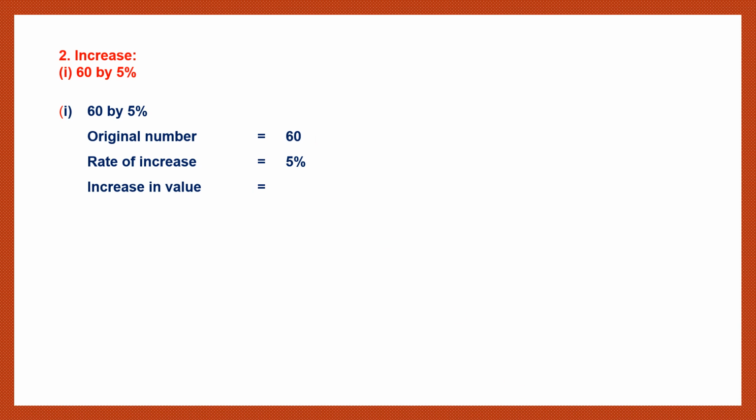So let's write that first, 5% of 60. 5% means 5 by 100. Whenever you have percent, remember it's 100. 5% means 5 by 100. Of is into, and then we have 60. So let's cancel here. I have 1 0 here and 1 0 here. Then I can cancel 5 and 10. 5 ones are 5, 5 twos are 10. I can cancel 2 and 6. 2 ones are 2, 2 threes are 6.